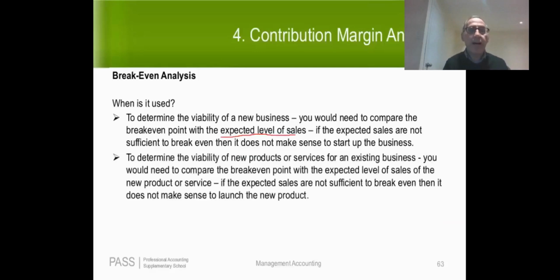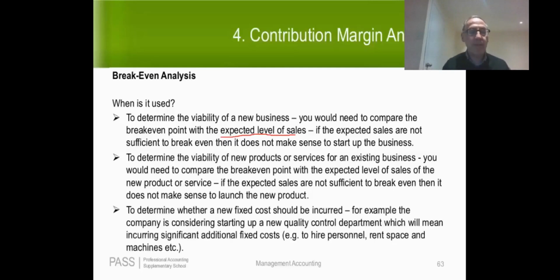Another situation, to determine the viability of new products or services for an existing business, you have somebody who comes to you and they say, I'm in the purple widget business, but I've always dreamt of selling gold widgets too. So I want to introduce a new product line called gold widgets. Unless they can sell enough gold widgets to break even, it doesn't make any sense to launch this new product line. If they need to sell 70,000 gold widgets to break even, but they only expect to be able to sell 60,000, it doesn't make sense to launch this new product line.